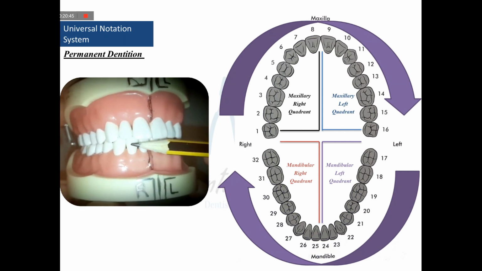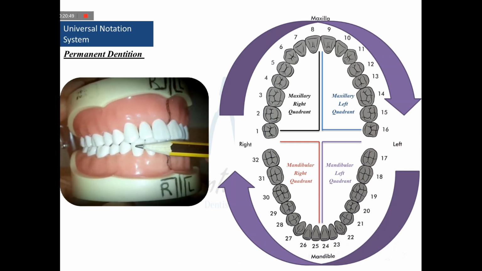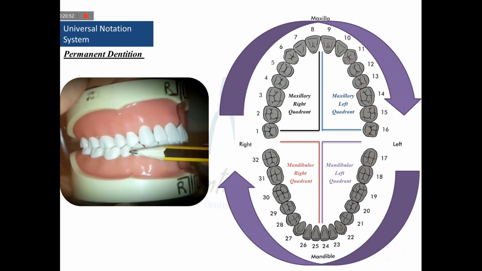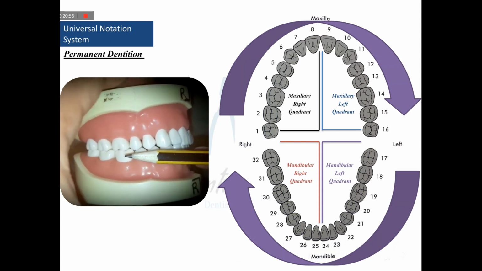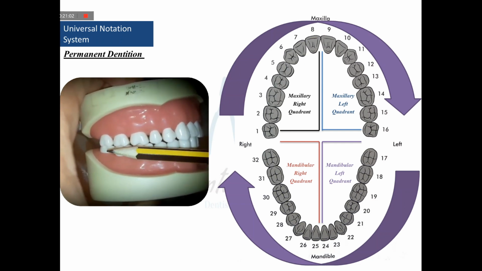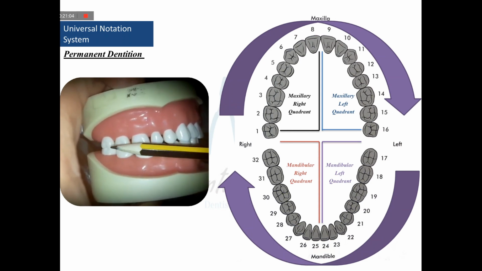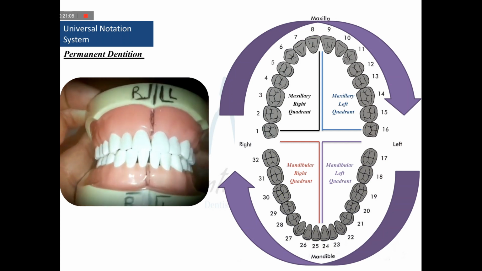26 for the lateral, 27 for the canine, 28 for the first premolar, 29 for the second, 30 for the first molar on the right hand side, 31 for the second molar on the right hand side, and the last tooth is the 32, that is the third molar on the right hand side. So that's all with the universal notation system.